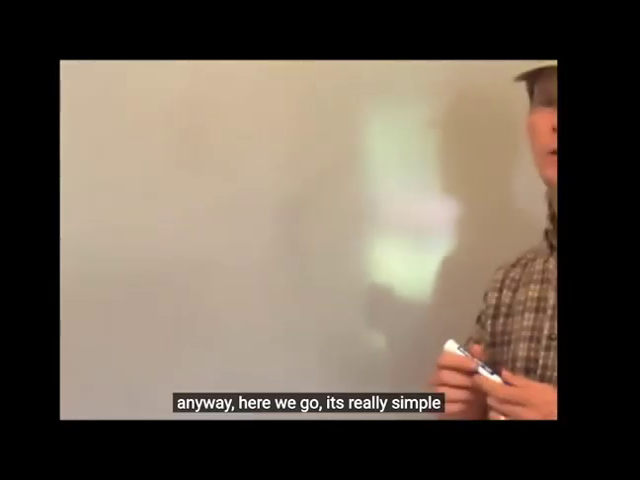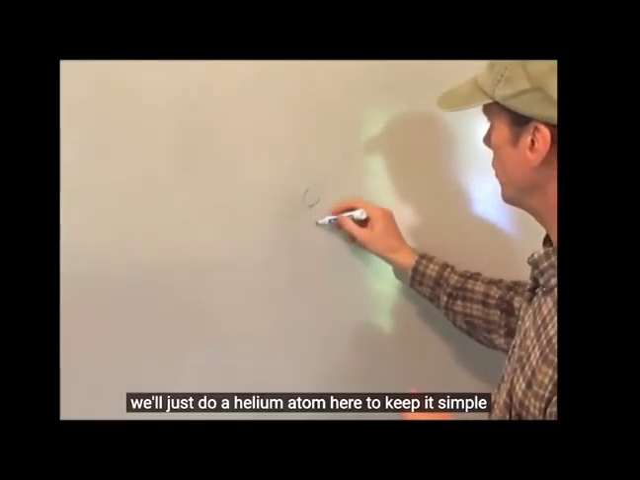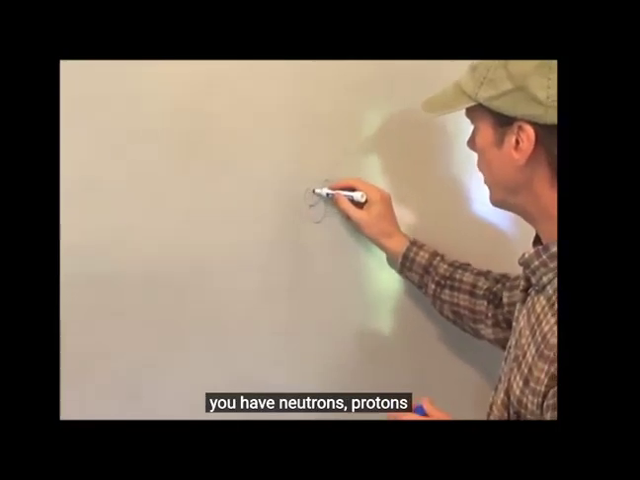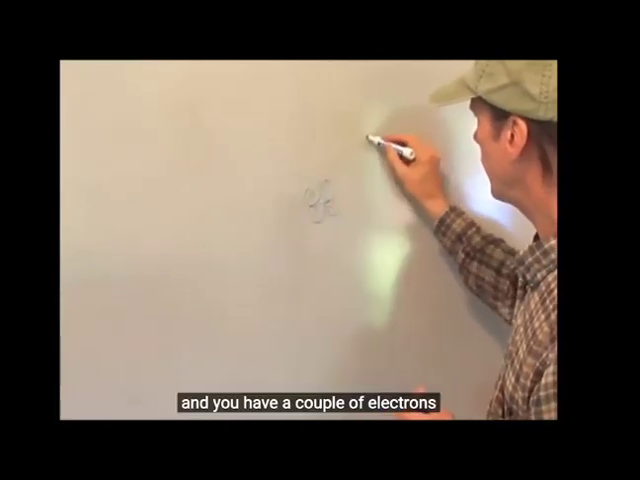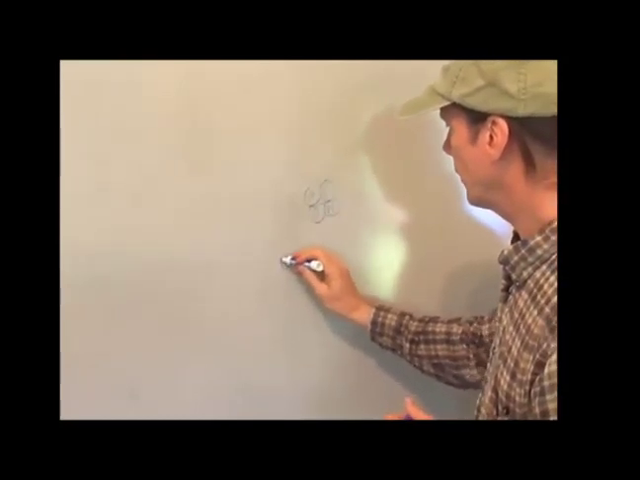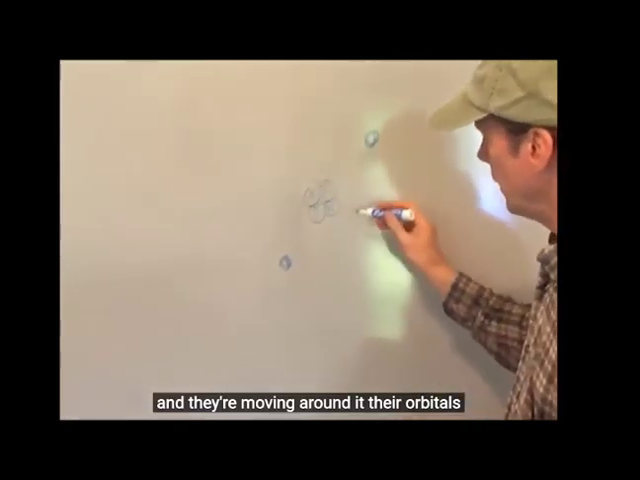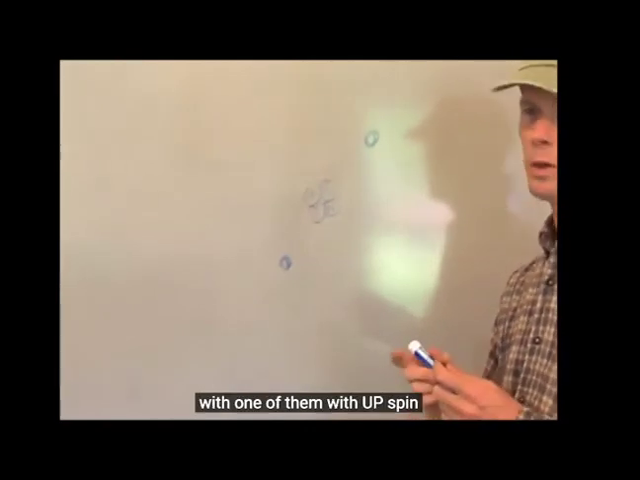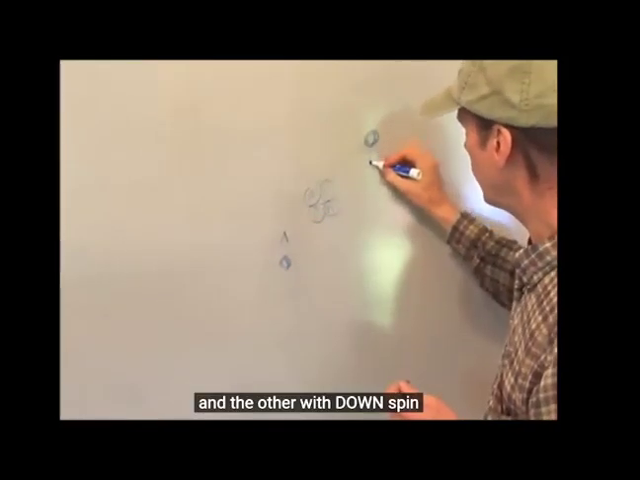Anyway, here we go. It's really simple. You start off with an atom. We'll just do a helium atom here to keep it simple. You have neutrons, protons, and you have a couple of electrons. And they're moving around in their orbitals, or in their one shared orbital, with one of them with upspin and the other with downspin.